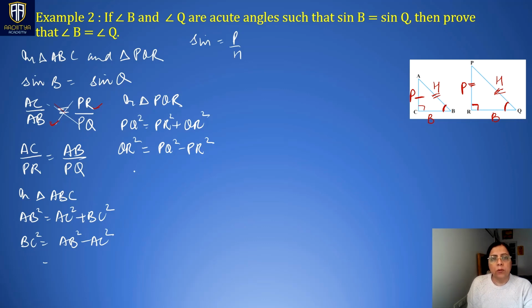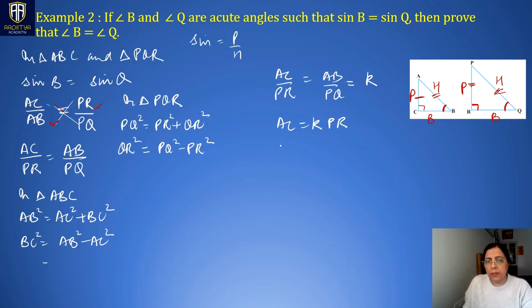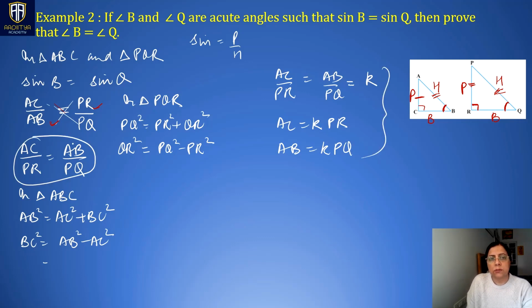So now what do we have to do? See, what we can do is here, AC upon PR is equal to AB upon PQ. Let this ratio be equal to K. Both these ratios are equal. Now I can write AC is equal to K times PR and AB is equal to K times PQ. Got this? This is the ratio. I have used this. Let this ratio be equal to a particular constant K. Now I have written AC and AB in terms of K and PR and PQ.